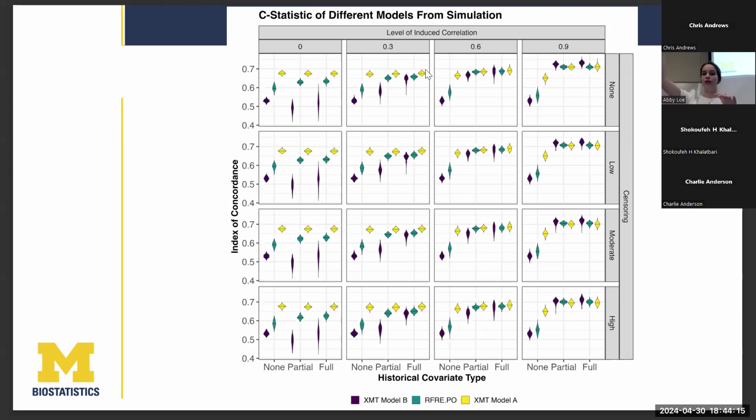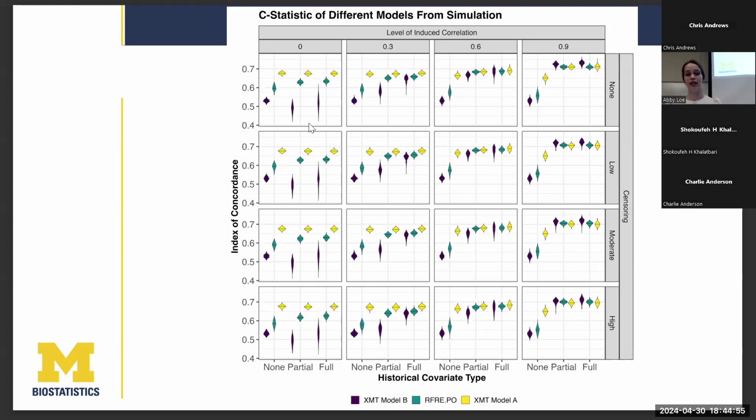And then vertically, we thought about levels of censoring. We almost never have perfect follow-up in real data, which is why we needed our pseudo observations in the first place. So we applied different exponential distributions to think about, okay, now this person is going to be gone after this point in time. And then within each box, the level of historical information increases from none to partial to full. And the results are pretty comforting in that when we have highly correlated data, including any type of patient history covariate is going to improve all models vastly.